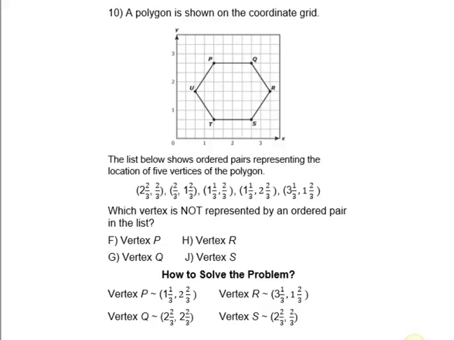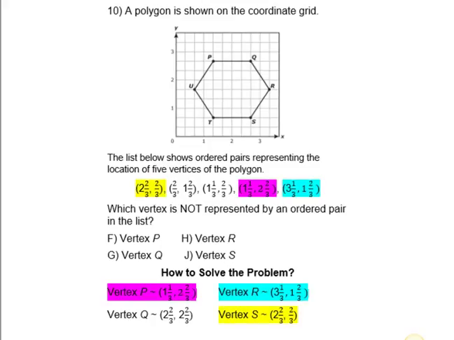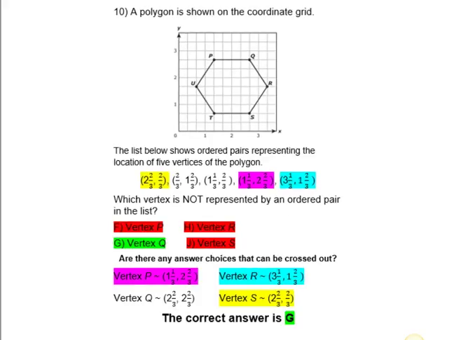Okay, for vertex P, our ordered pair is 1 1/3, 2 2/3. For vertex Q, it's 2 2/3, 2 2/3. Vertex R is 3 1/3, 1 2/3, and vertex S is 2 2/3, 2/3. Okay, so in our list, we see that we highlighted vertex P is in our list, vertex R, and also vertex S. That means our correct answer is G, vertex Q, because 2 2/3, 2 2/3 is not represented in the list.